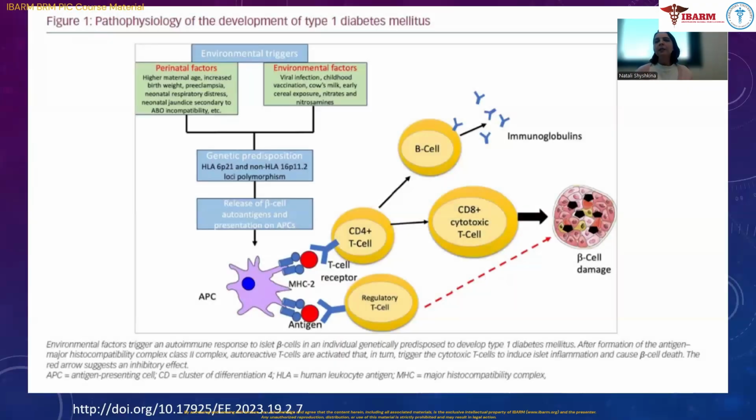And what are the environmental triggers? It could be perinatal factors, which we talked about in the previous part of the lecture. It's higher maternal age, increased birth weight, preeclampsia during pregnancy, neonatal respiratory distress, and other problems, etc. So it's perinatal factors.